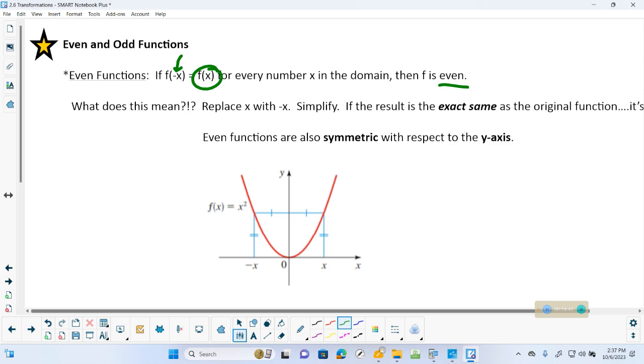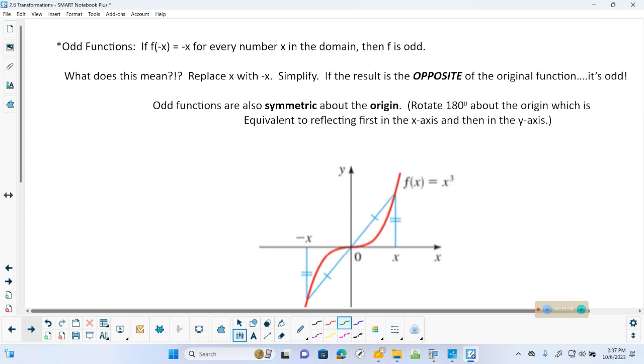Another way to tell it from the picture, back to geometry here, is symmetric over the y-axis. So you can fold it over that green y-axis and it matches up, you get the exact same graph. Odd, same type of place to start if you're doing it algebraically. Replace x with a negative x, simplify, if you get the opposite, it's odd. Now, what we mean by opposite in math, of course, not opposite in science. So all your positives switch to negatives, negatives to positives.